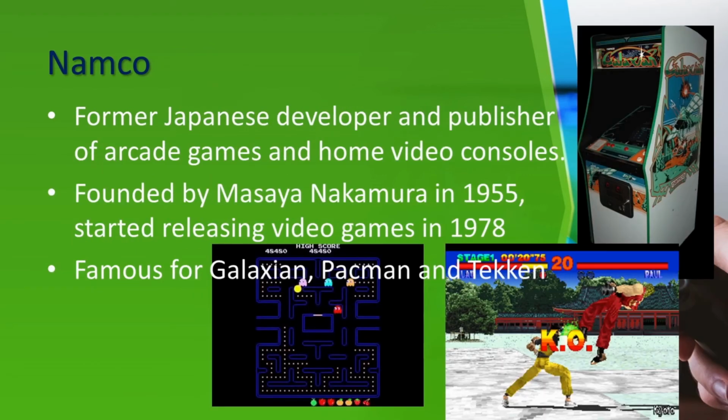Next, we have Namco. Namco is a former Japanese developer and publisher of arcade games and home video game consoles. It was founded by Masaya Nakamura in 1955 and started releasing video games in 1978. Namco is famous for the games Galaxian, Pac-Man, and Tekken. As you can see, guys, this is a screenshot of the original Pac-Man. Then we have this one, which I believe is the earliest version of Tekken. Okay.